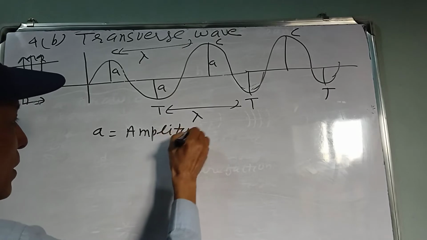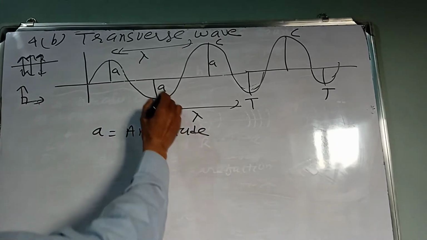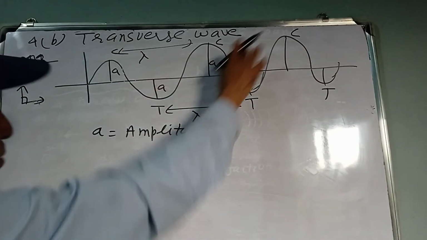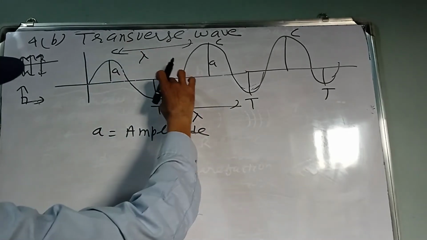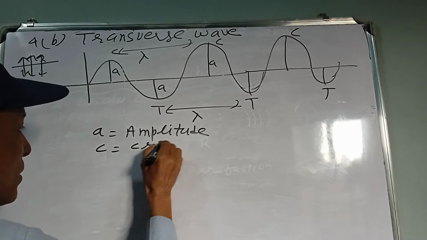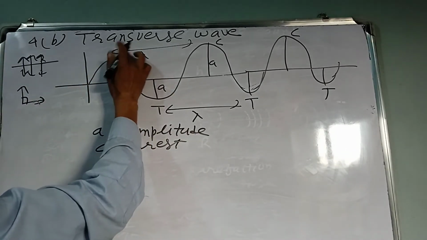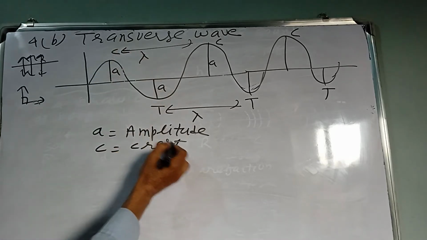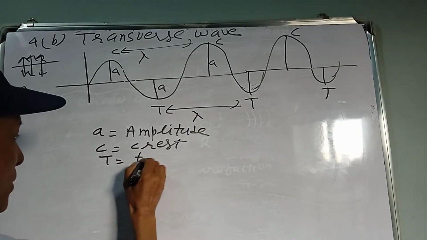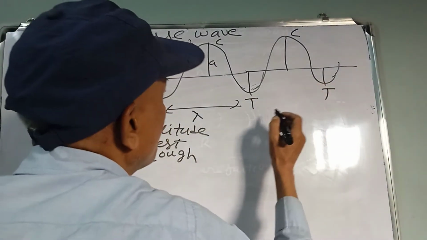So, label A, amplitude. Amplitude is the maximum displacement of a wave from the mean position of rest, up, down, up, down. C for crest. Crest is the highest point of a wave. T, trough. Trough is the lowest point of a wave.